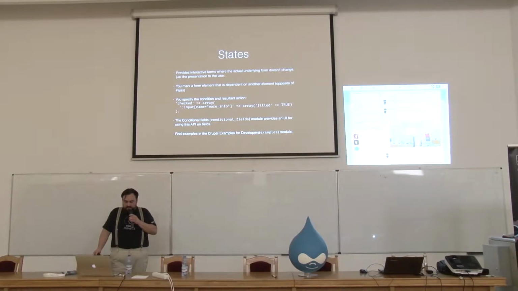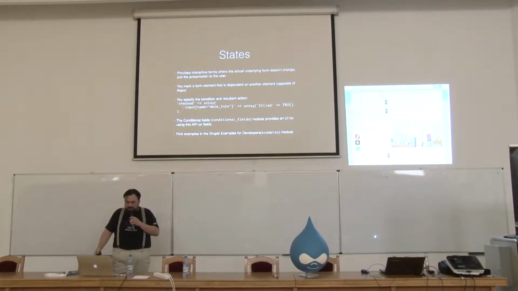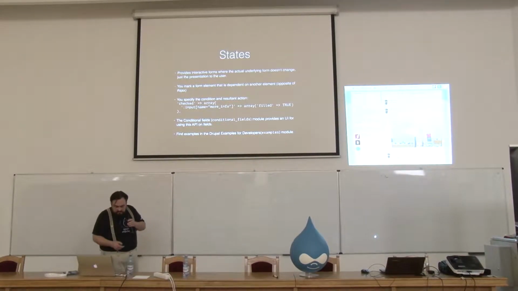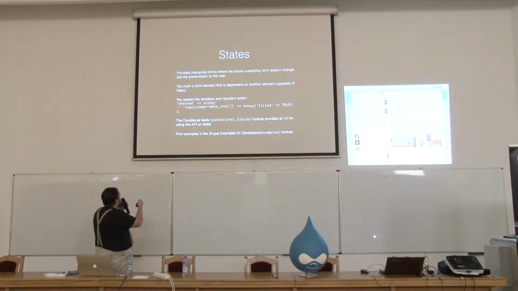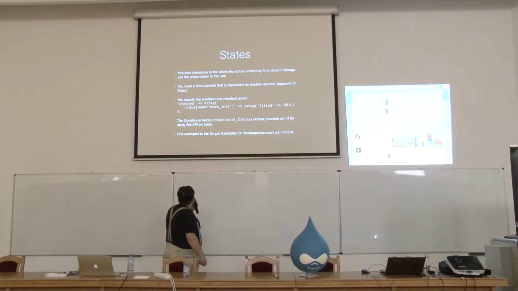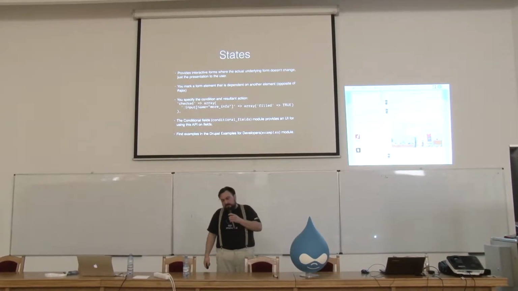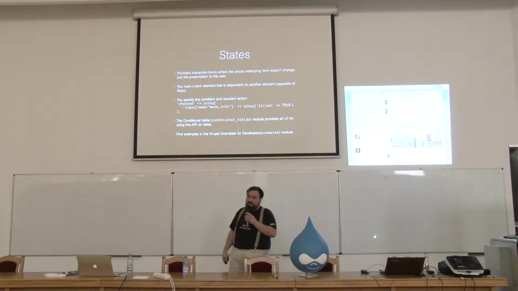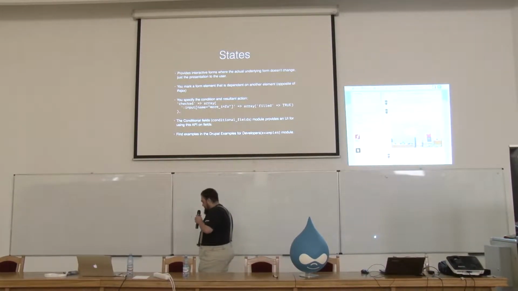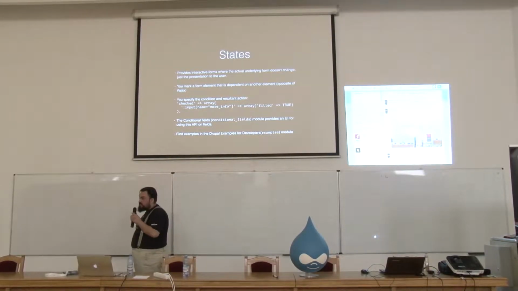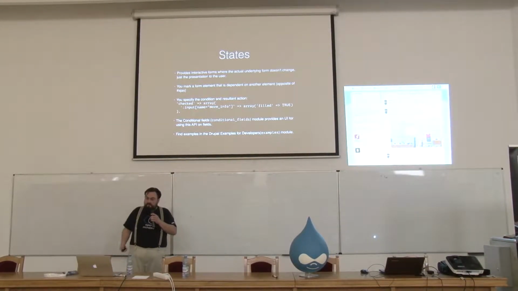This is defined also in a parameter for the render array, and it has a form here, what action needs to happen, and what are the conditions. For example, for this to be checked, the input with name or info needs to be filled. Conditional fields is a module that builds the UI for fields on this API. But that only works for fields. States API works for every form.